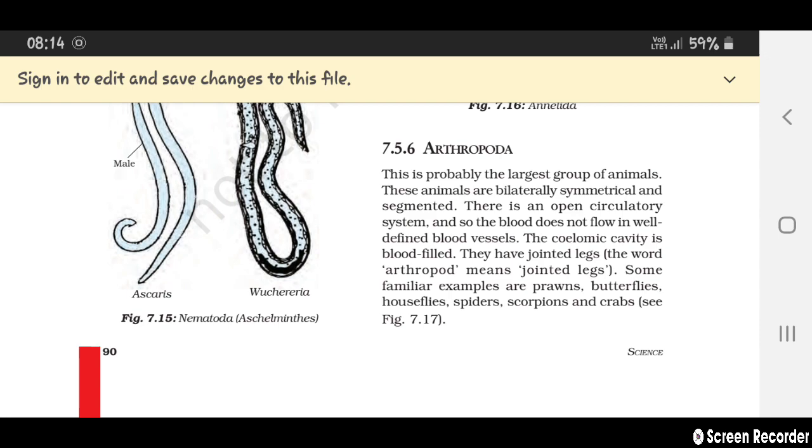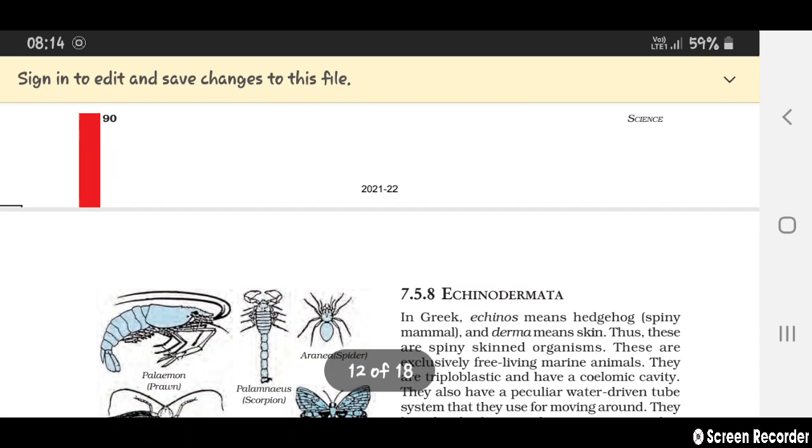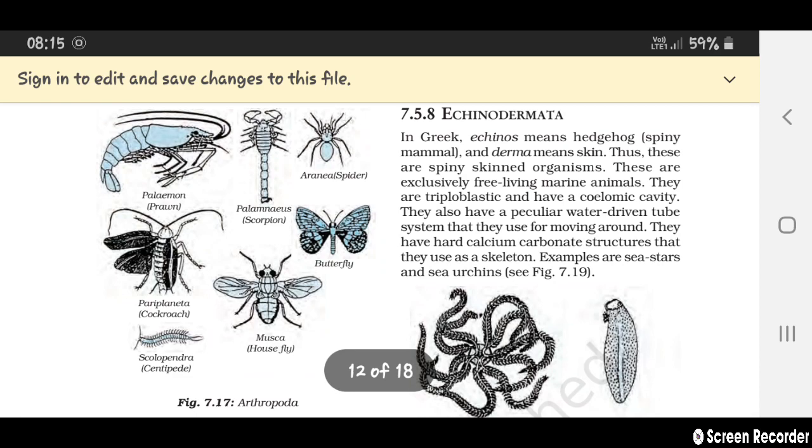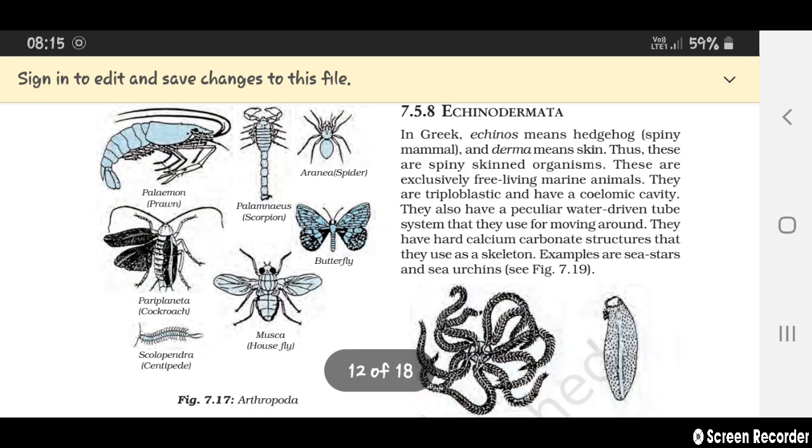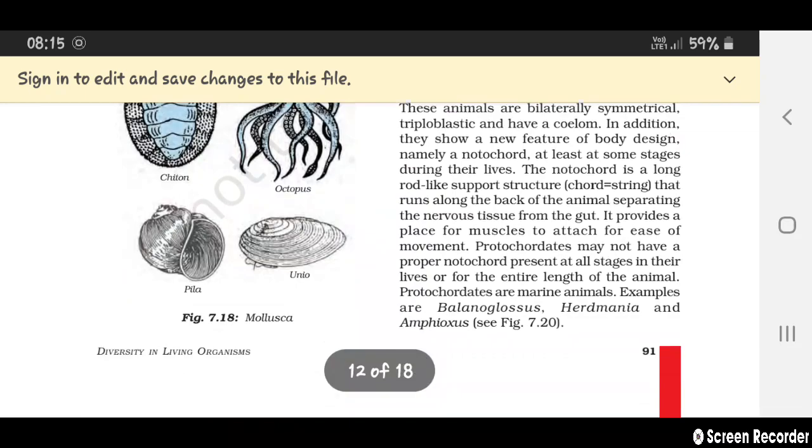Some familiar examples of arthropods are prawns, butterflies, houseflies, spiders, and many other things. Let's see the examples. Palaemon means the prawn, Palamnaeus means the scorpion, Aranea means spider, the butterfly, Musca means housefly, Periplaneta means cockroach, and Scolopendra means the centipede. These are the animals that come under arthropoda, and you learned their scientific names here.